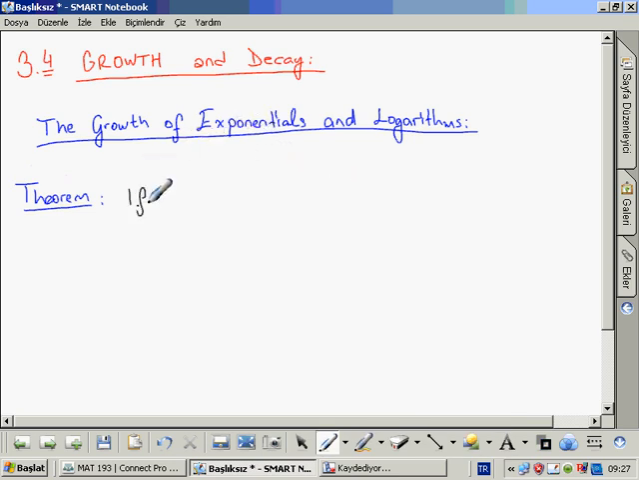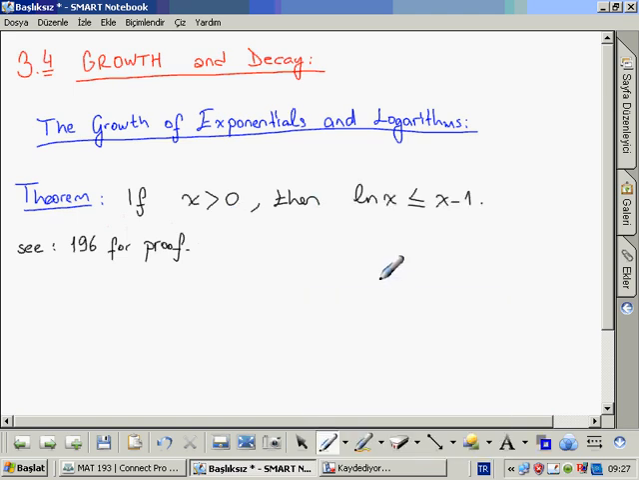If x is larger than 0, then ln x is less than or equal to x minus 1. See page 196 for the proof.